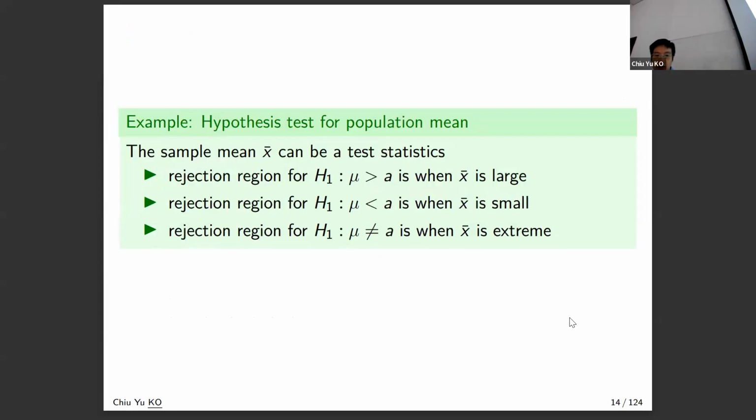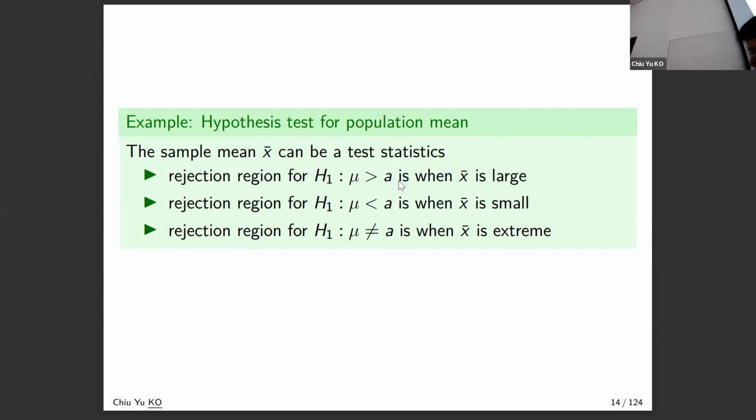In the simplest case, you can imagine I have a sample mean, and I have a claim on the population mean. You would reject the null in favor of mu bigger than a number A if X bar is very large. Suppose your claimed mean is a certain number.